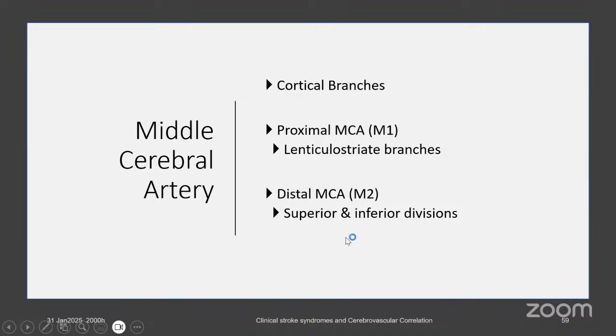And the distal branches are the superior and inferior divisions. So you have seen the superior division and the inferior division. Before the MCA branches into superior and inferior, it supplies the lenticulostriate branches to the basal ganglia.